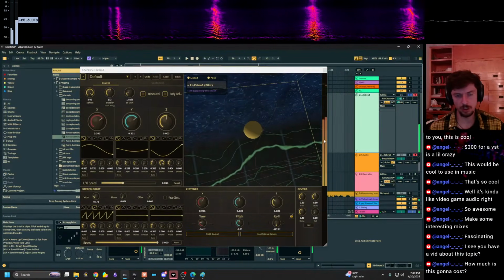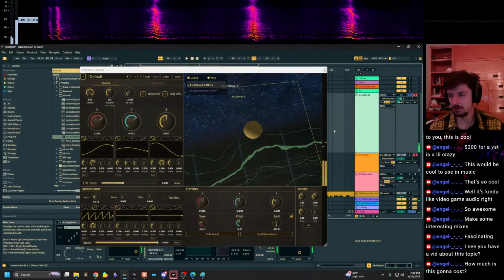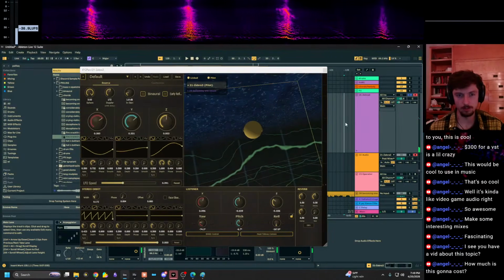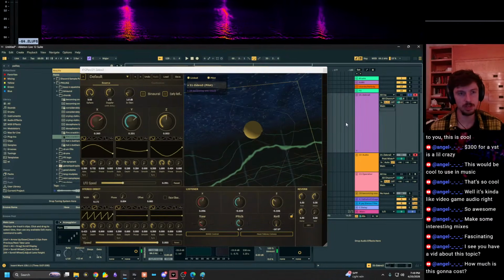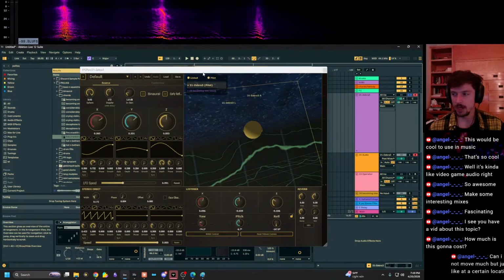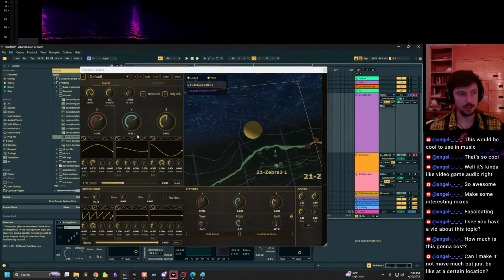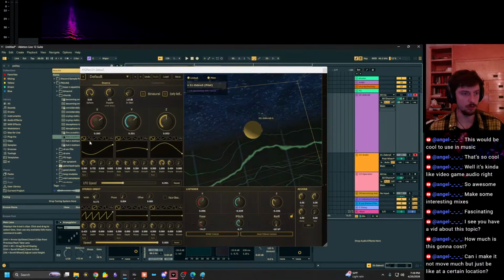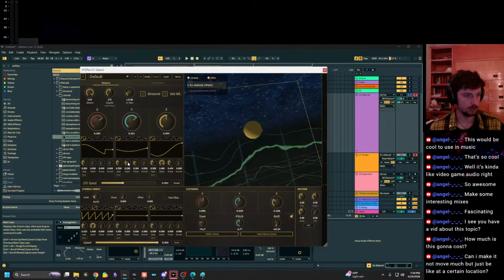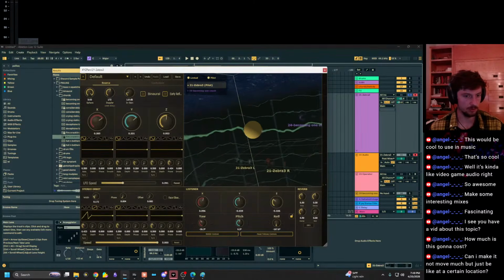I'm not 100% sure. Somewhere between like 30 and 50 bucks, probably. Like the other spatial panning stuff that's on the market, can I make it not move much, but just be, yeah, that's like the main use case that people would use it for. So you could just turn off all of the, not use any of the LFOs, right?